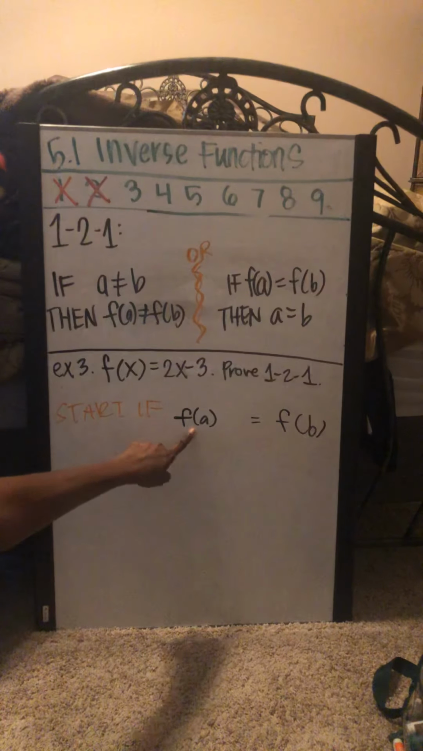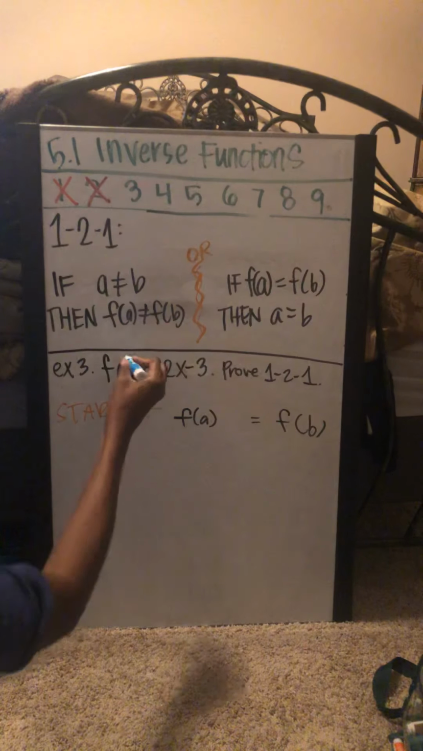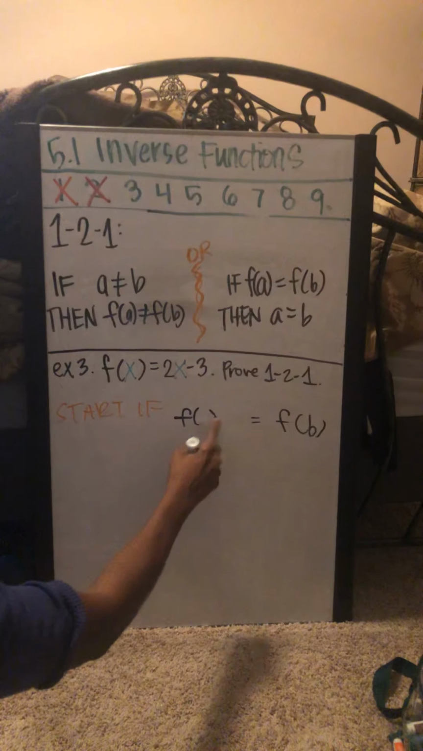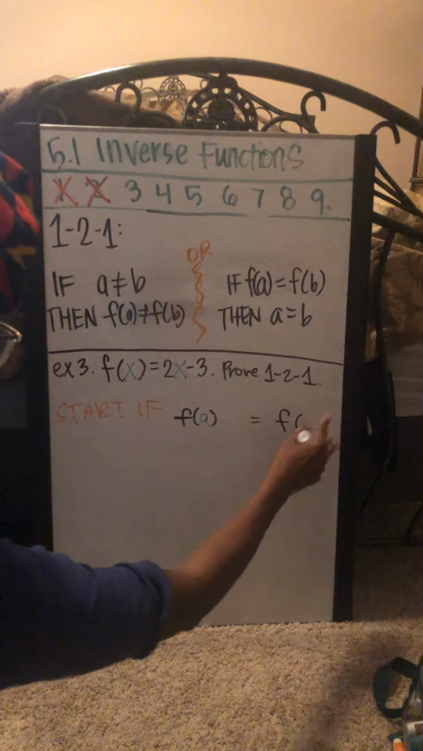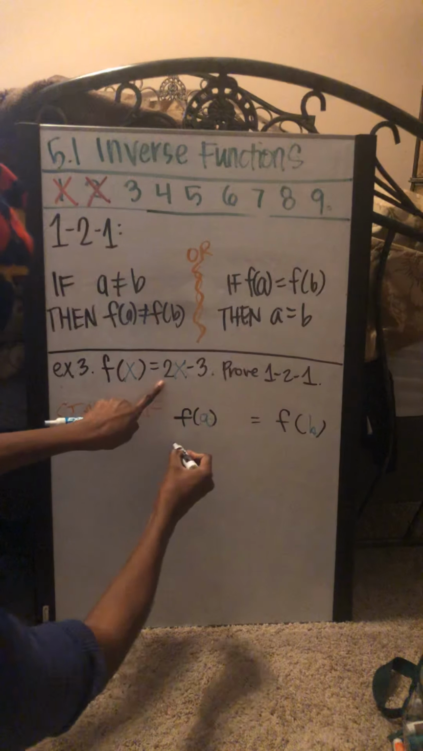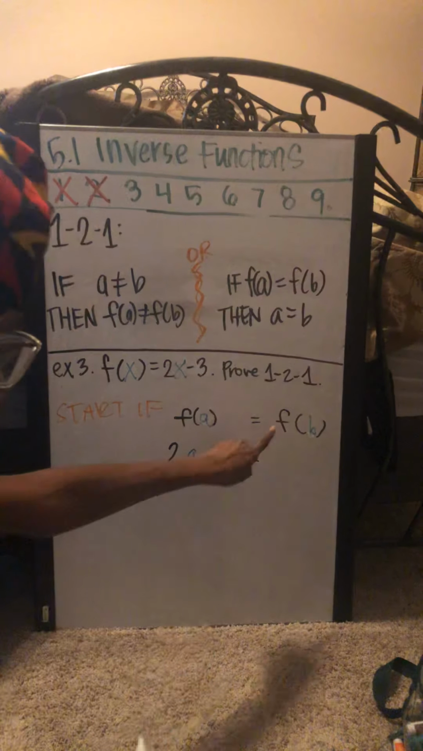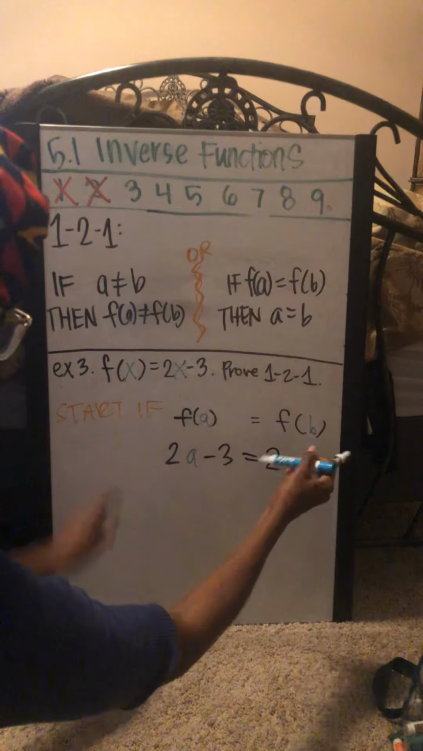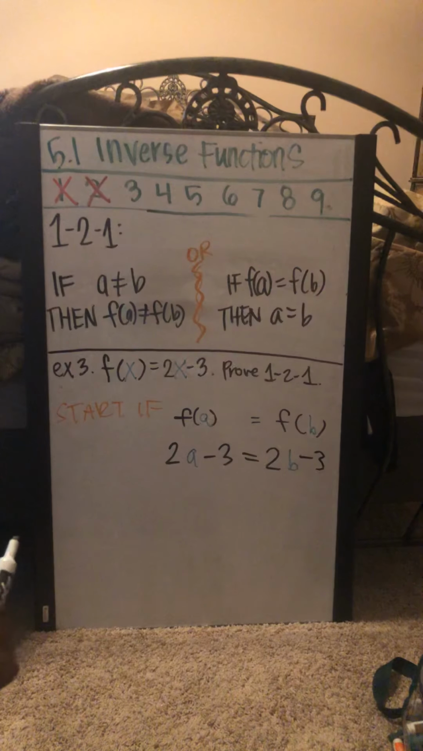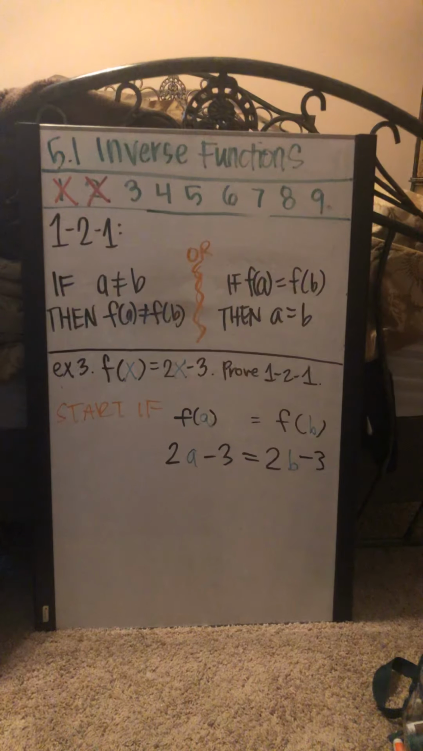So now, how do we find f of a given f of x? Everywhere that there is an x, we are now going to write what? A. So I'm going to rewrite f of a as 2a minus 3. And I'm going to rewrite f of b as 2b minus 3. So now our goal is to simplify this equation and hope that a equals b. And if it does, we have proved that it's 1 to 1.